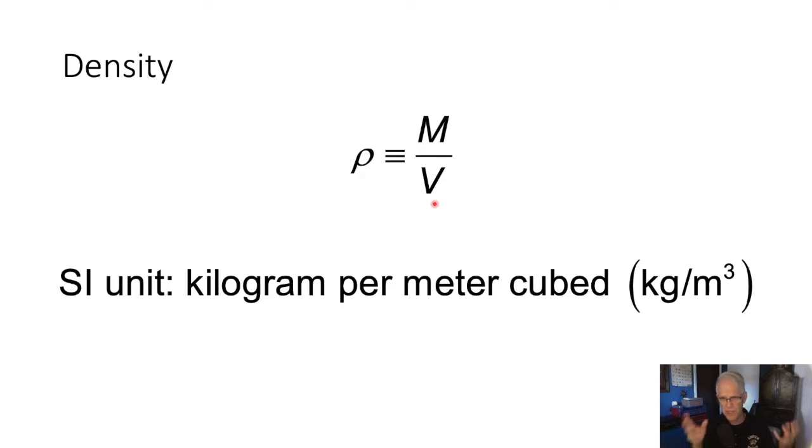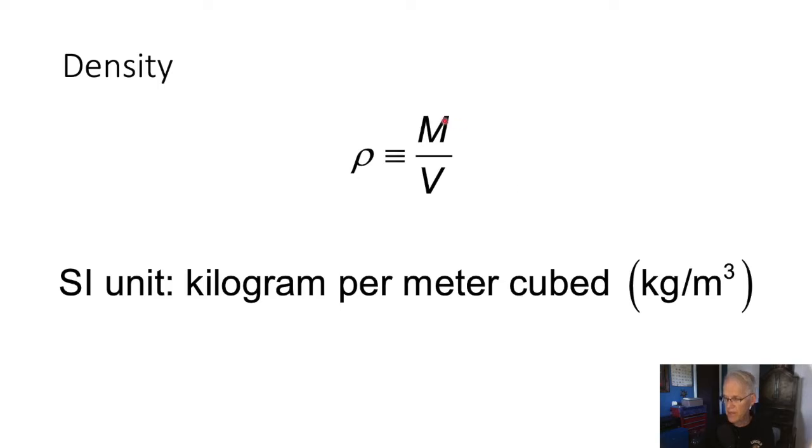Let's say you had two equal masses of, say, aluminum and gold. The first thing that you would see is that the aluminum, let's say a certain mass of aluminum, would take up over 7 times as much space as the gold. The gold is much more dense.